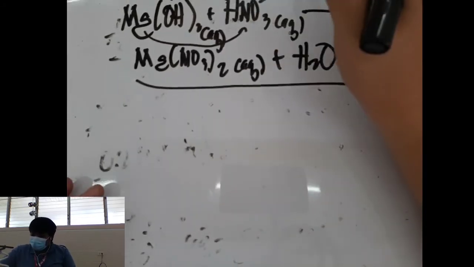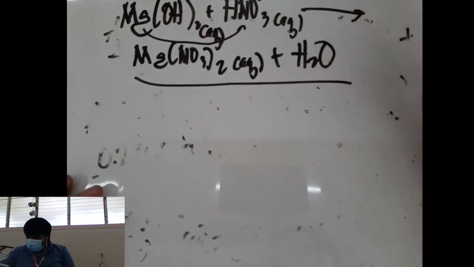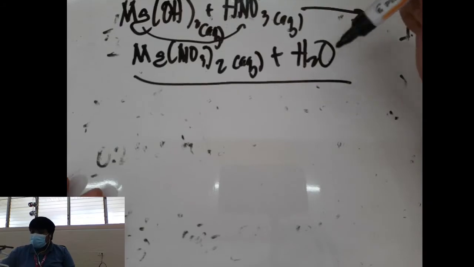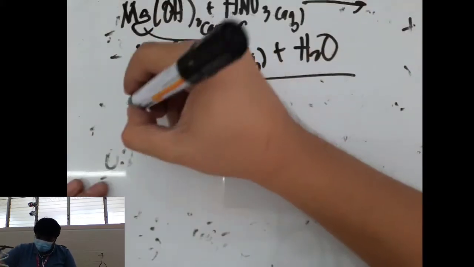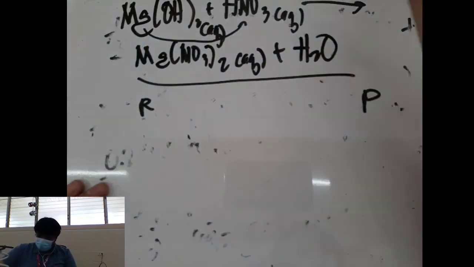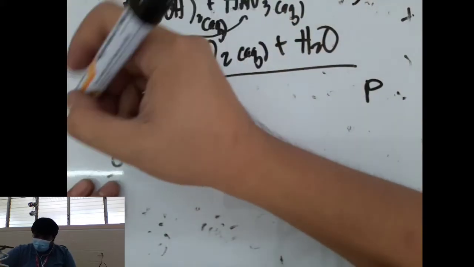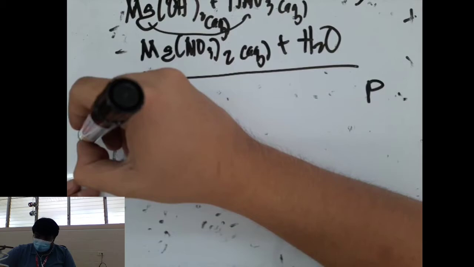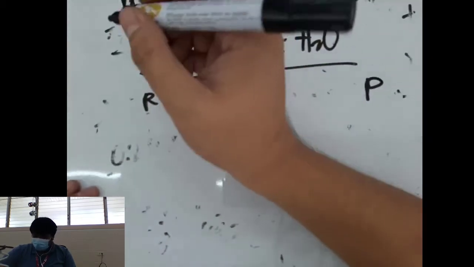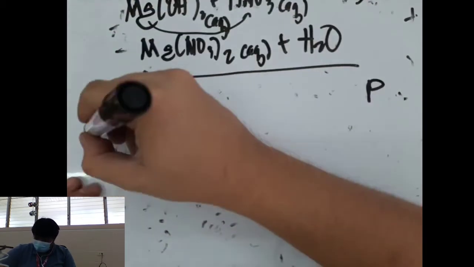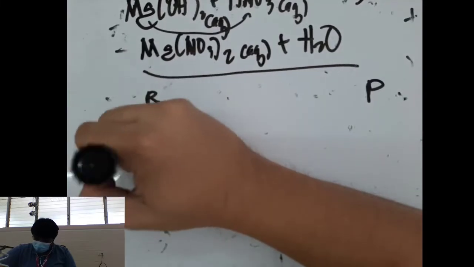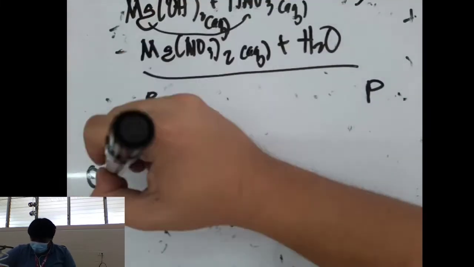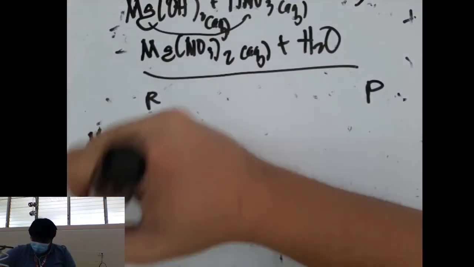Now, since we have established our reaction, we need to balance this. Obviously they are not balanced, so we compare reactants and products. We try again the ion approach, the ion approach for balancing the double displacement reaction. So magnesium hydroxide, H plus, and nitrate.